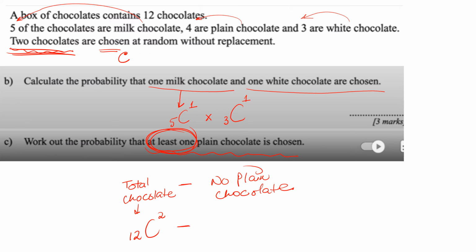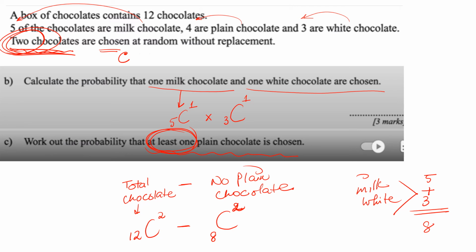No plain chocolate. No plain chocolate means it could be a white chocolate or a milk chocolate. So, what is the total number of milk and white chocolates? There are 3 white chocolates and there are 5 milk chocolates. So the total number of milk and white chocolates is 8. So out of the 8 chocolates, you have to select one chocolate. Okay, not one, 2 chocolates. Why 2 chocolates? Because you have to select 2 chocolates.